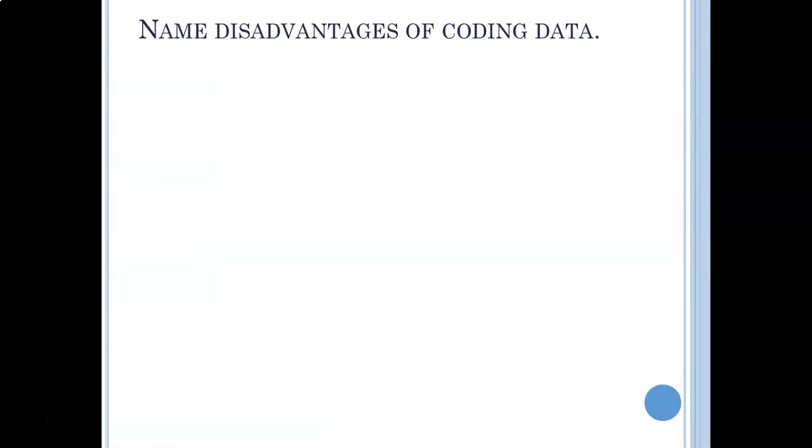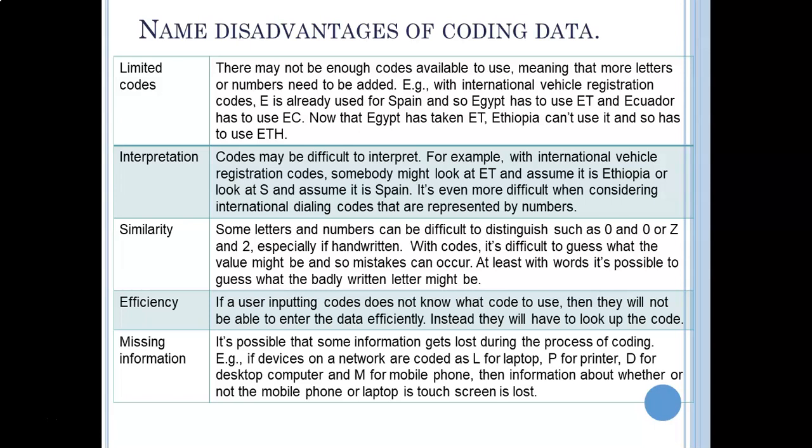So lastly, name disadvantages of coding data. We're going to read through these as well. Limited codes: there may not be enough codes available to use, meaning that more letters or numbers need to be added. Within the international vehicle registration codes, E is already used for Spain, so Egypt cannot use E and has to use ET, and Ecuador has to use EC. Now that Egypt has taken ET, Ethiopia can't use it, and so has to use ETH. So there are a limited amount of codes that can be used.